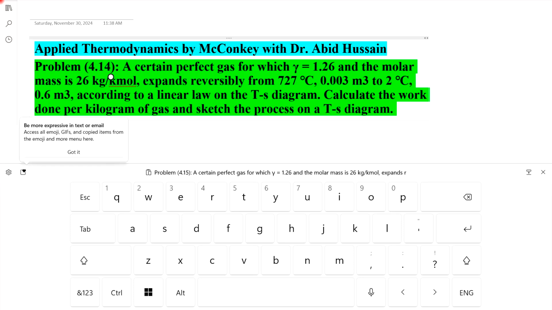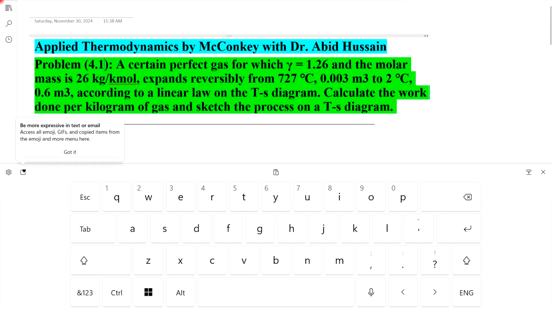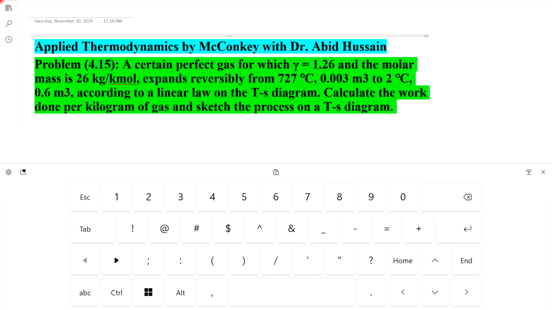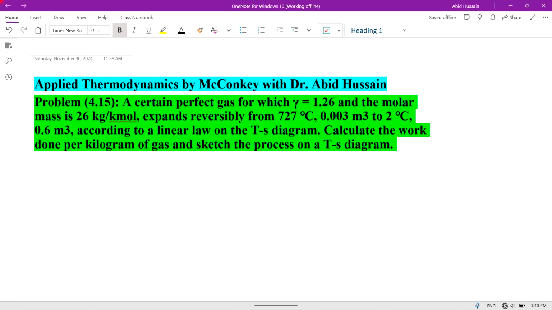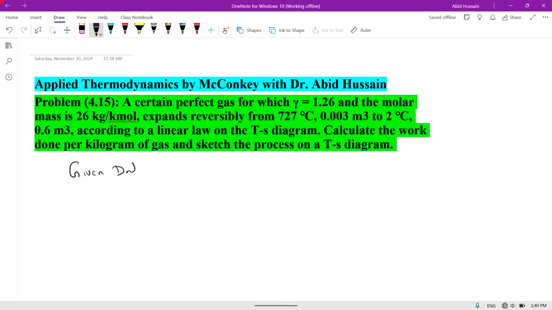Problem 4.15. In problem 4.15, the statement is: a certain perfect gas for which gamma is equal to 1.26. Given data: gamma is equal to 1.26 and the molar mass is 26 kilogram per kilomole.